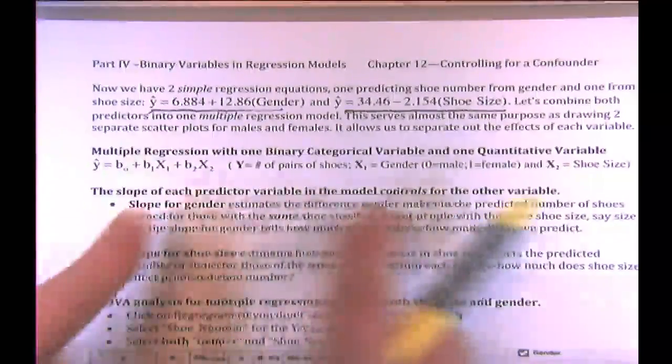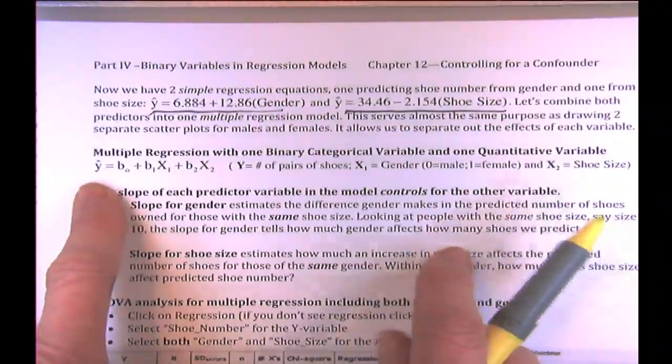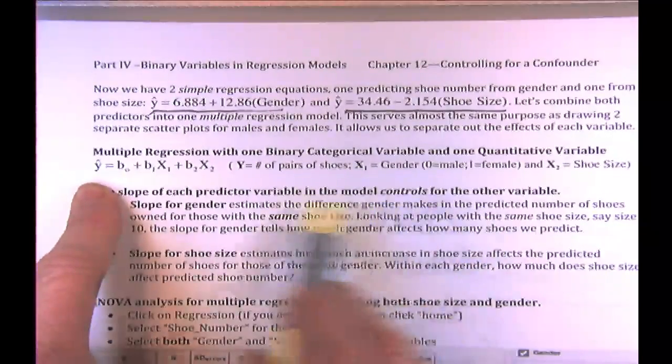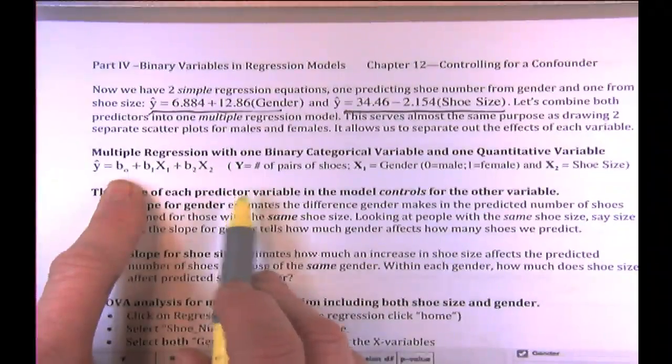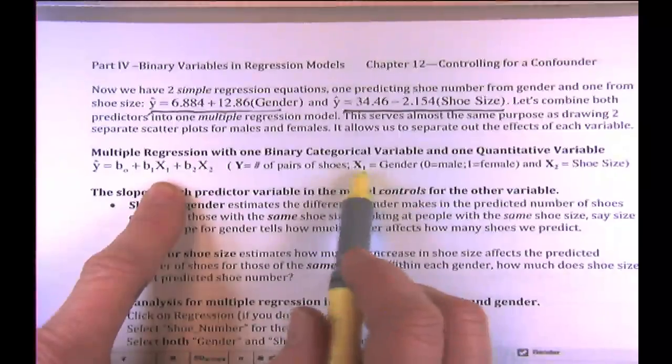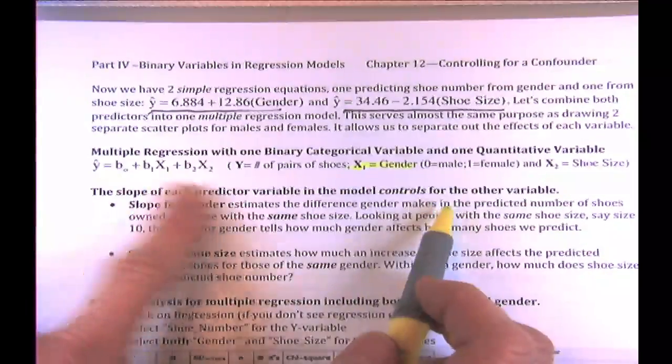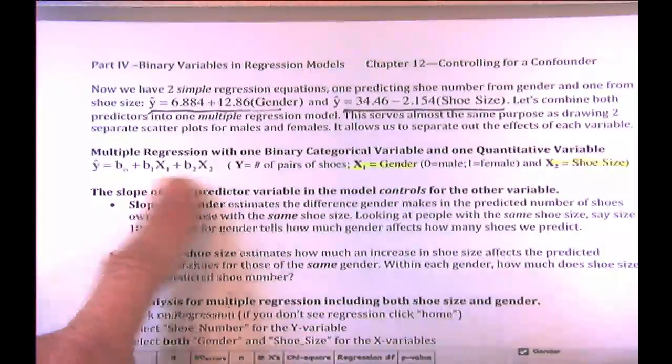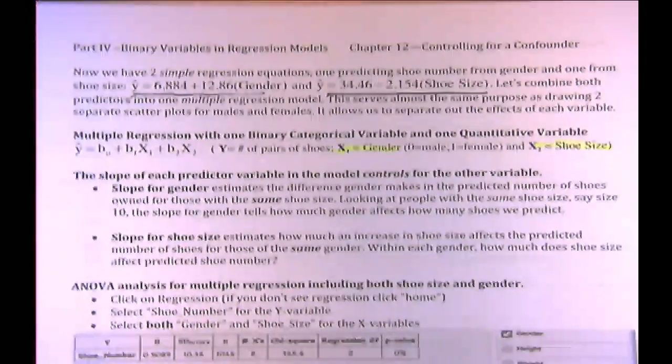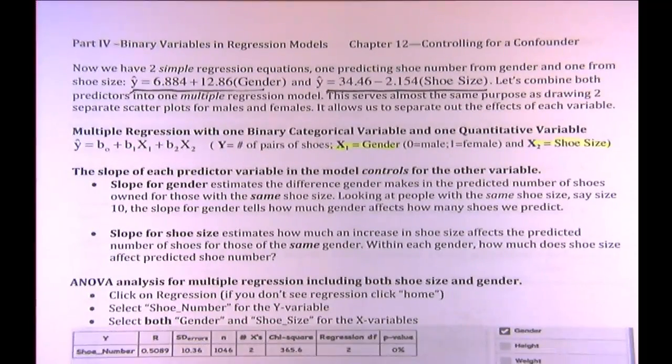And it looks like this. So we're predicting the number of shoes from an intercept. And here's the gender. That's x1 is gender, and x2 is shoe size. All right. Any questions so far?